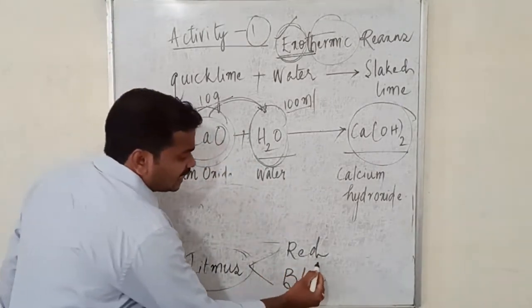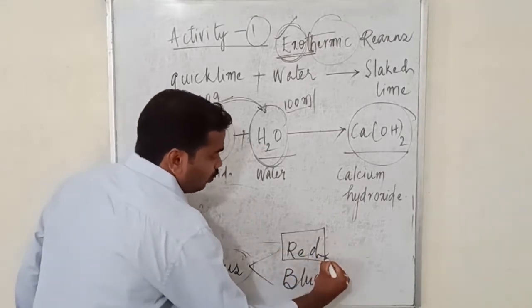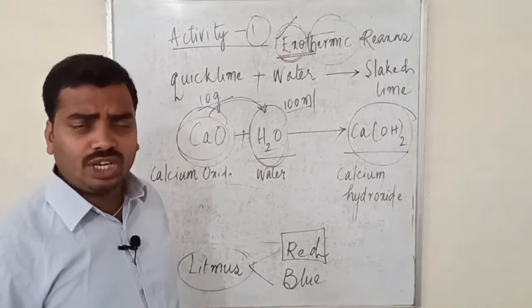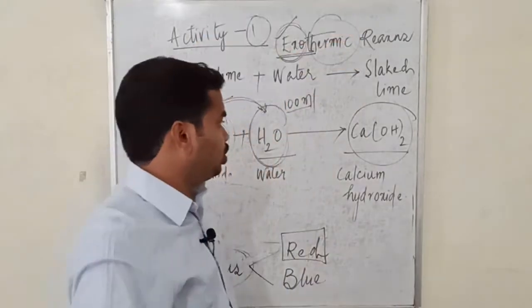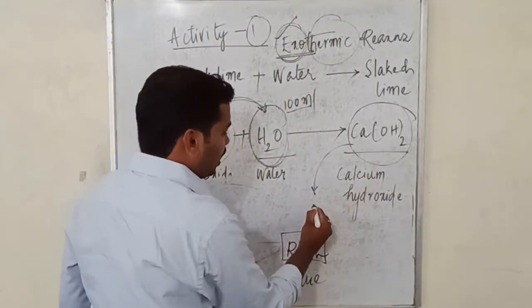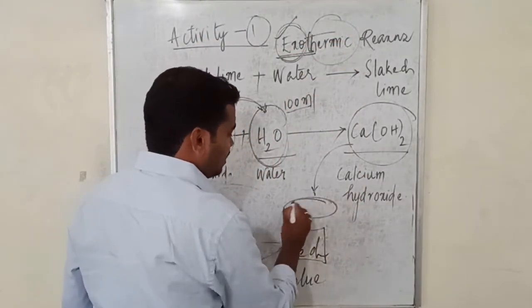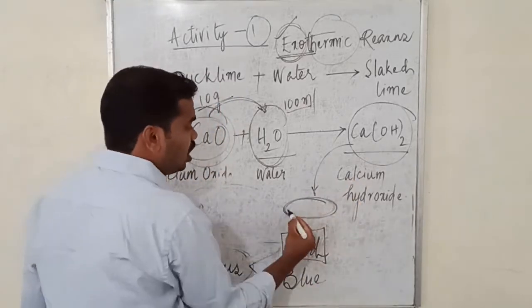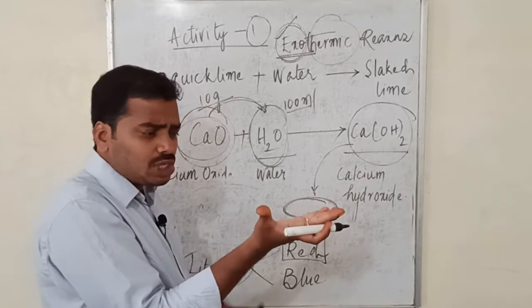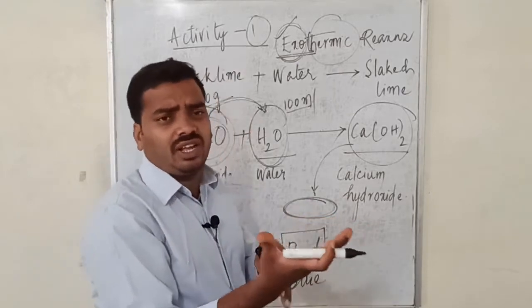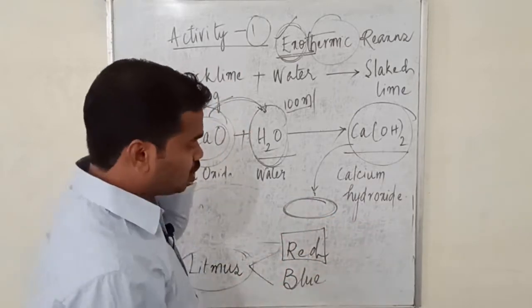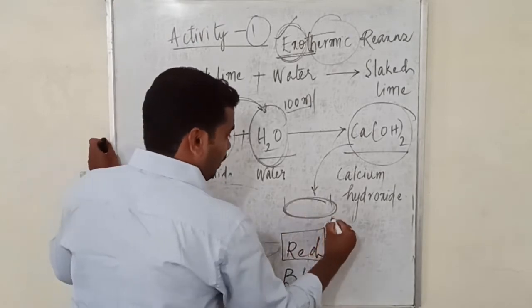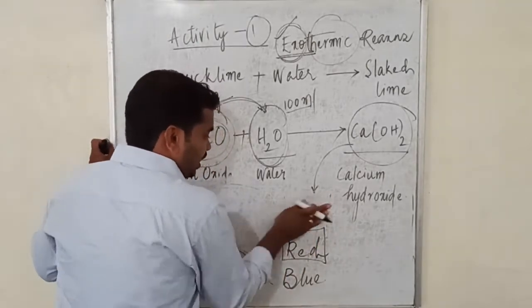So what exactly does this red litmus paper do? When this red litmus paper is taken and dipped in the solution, you take a small amount of this solution in a watch glass. There will be a glass which you will take to test. Or else you can consider a petri dish also. You can consider a petri dish.